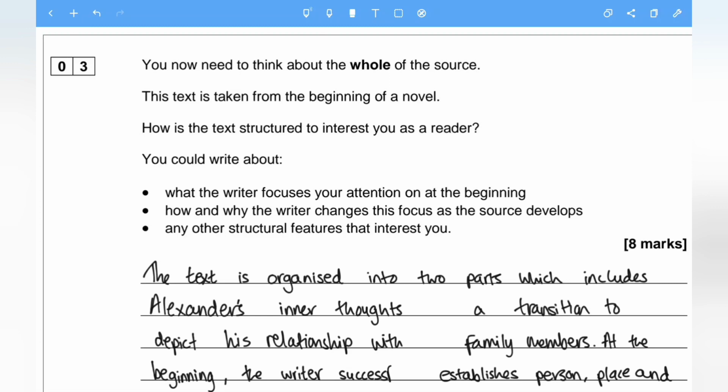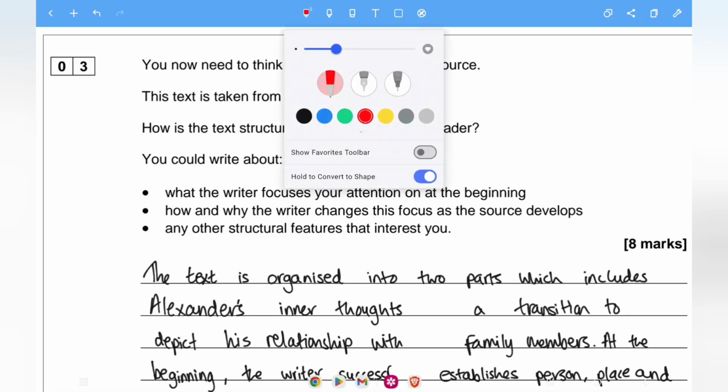So this question is always the same every single year. It reads the following. Question 3, you now need to think about the whole of the source. This text is taken from the beginning of a novel. How is the text structured to interest you as a reader? You could write about what the writer focuses your attention on at the beginning, how and why the writer changes this focus as the source develops, and any other structural features that interest you. And the question is worth 8 marks.